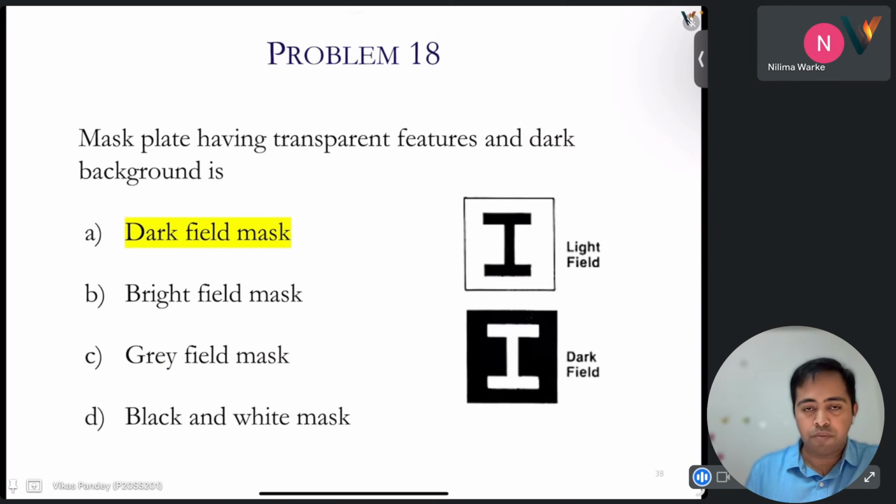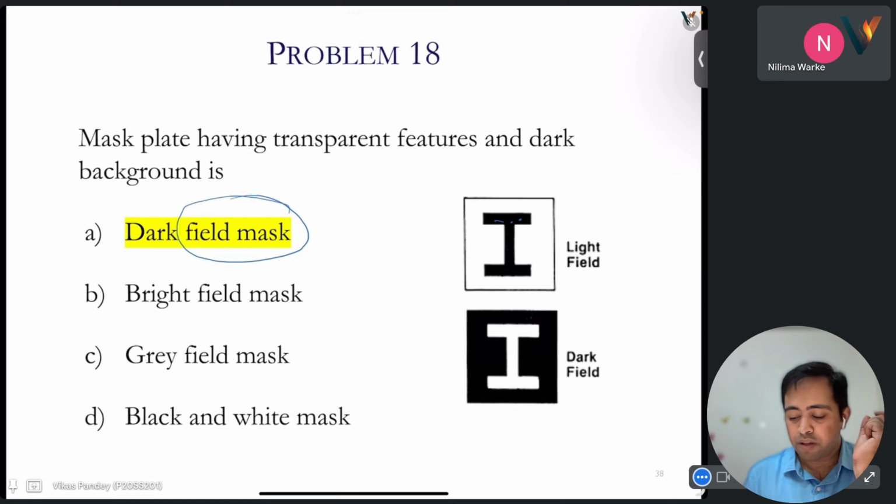Okay. So this, in fact, we have seen many times. Whenever we are talking about field, if the maximum part is bright, then it is a bright field mask or light field mask. If the maximum area is dark, that is a dark field mask. Okay.